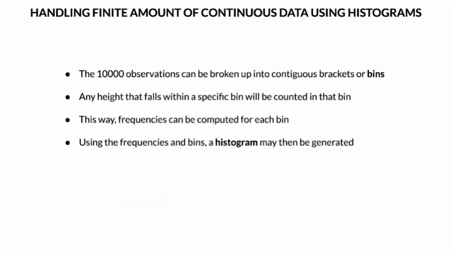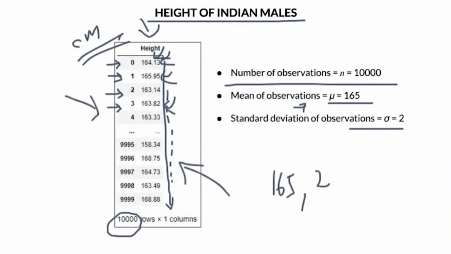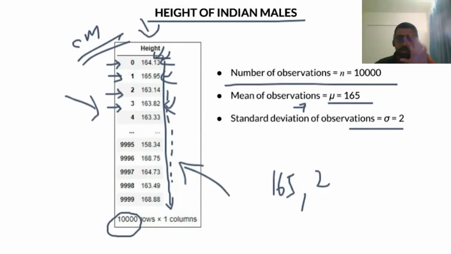First of all, let's try handling this finite amount of continuous data using a histogram, okay? So height of people by itself is actually continuous data, but practically you have recorded 10,000 observations. So in front of you, there are 10,000 discrete numbers, but we all accept and understand that height itself is a continuous phenomenon. So height is a continuous variable. We have picked out 10,000 observations, right?